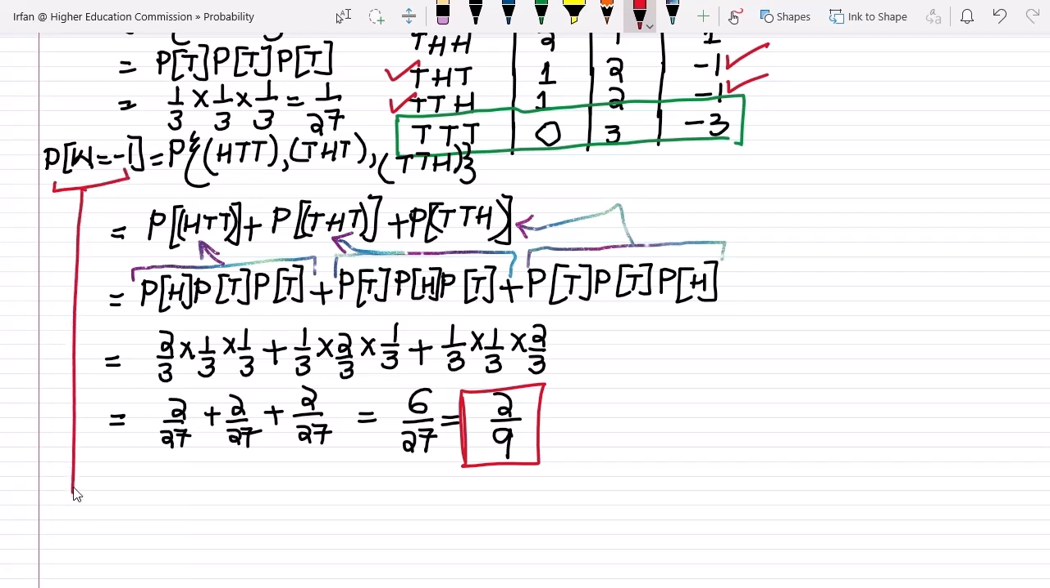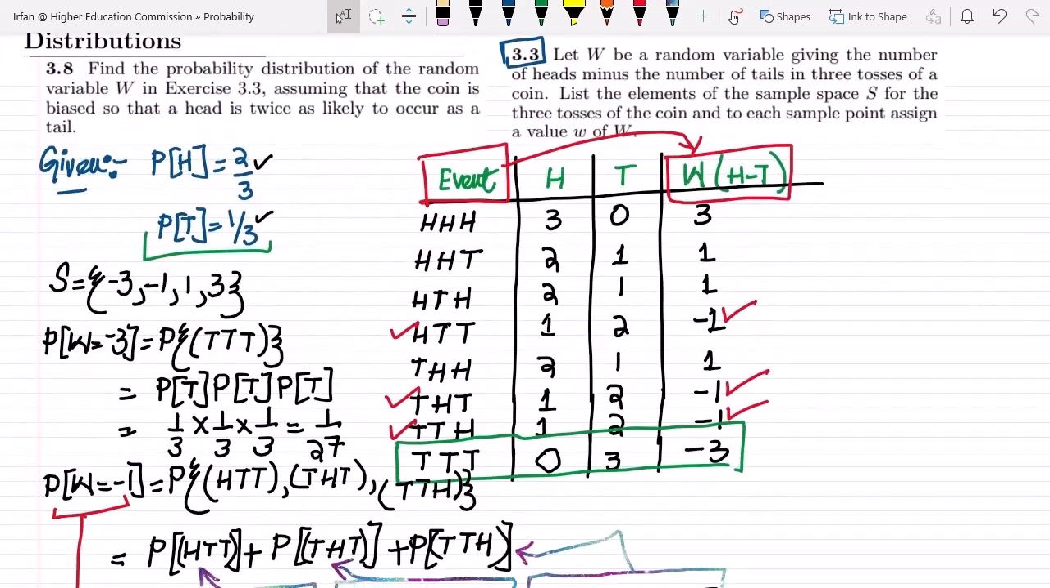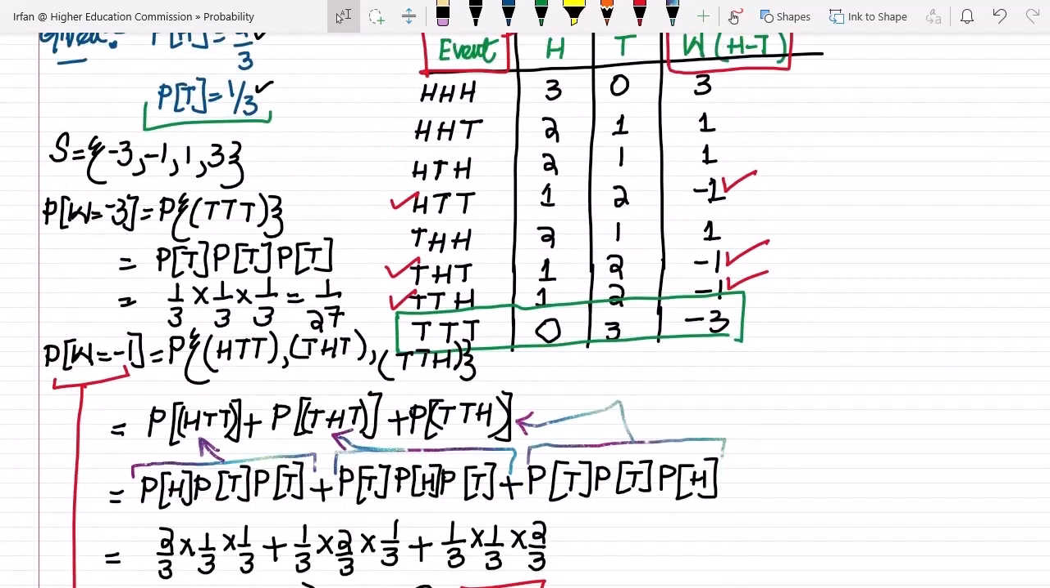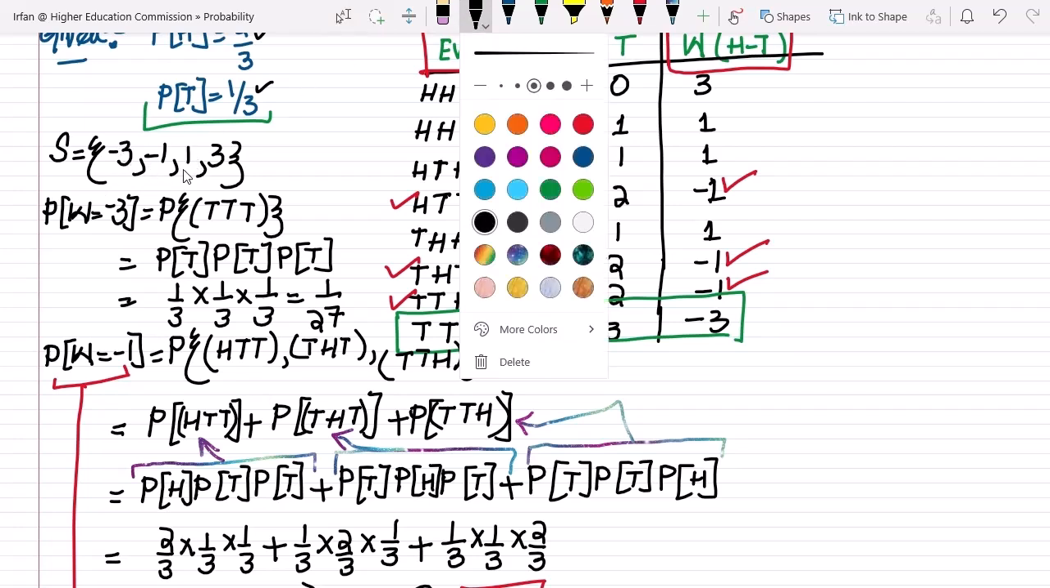So the probability of W equal to -1 is 2/9. Now let's move on to the probability of W equal to 1. Let me find the probability of W equal to 1, which is the event here, this one.